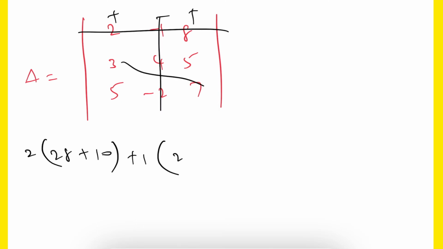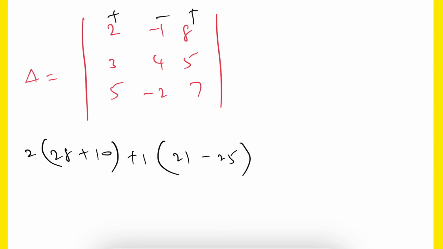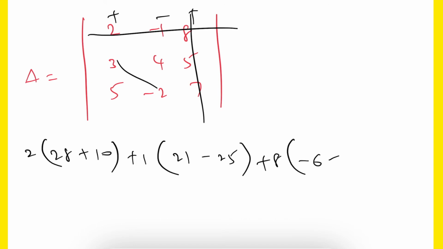(3 7s are 21 minus 5 5s are 25). Then last element plus 8 into (3 into minus 2 is minus 6, minus 5 4s are 20). Okay, then let us simplify this.